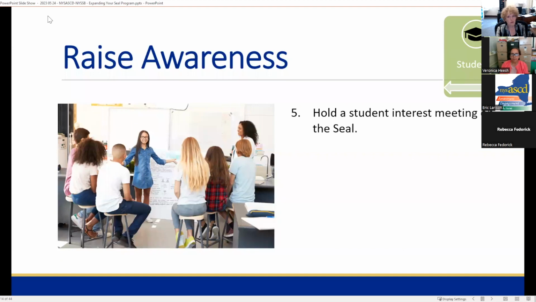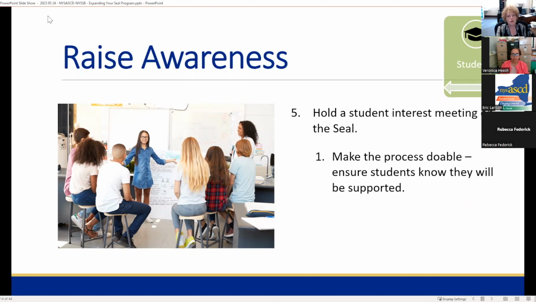You might also consider holding a student interest meeting on the seal. At such a meeting, you want to make sure you make the process doable. It's very important not to frame the Seal of Biliteracy as an elitist program that only a few students can attain. This is the difference between a norm referenced and a criterion referenced test. This is not the bell curve where only a few students can make it. This is any student who can achieve the proficiency designated. So make sure that students know it is feasible and that they'll be supported throughout the process.